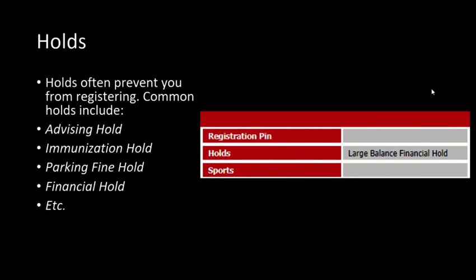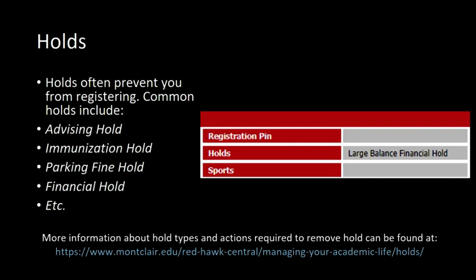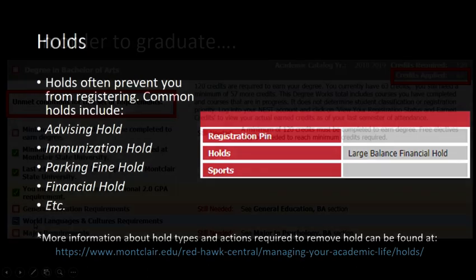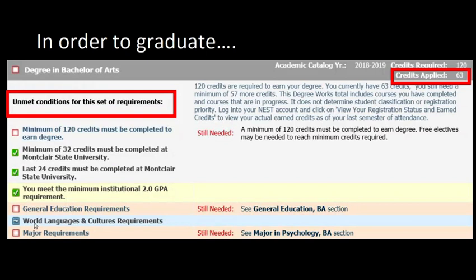Be sure to check your degree audit for holds a few weeks before registration opens. These holds will prevent you from registering on time and could end up costing you the schedule that you want if you wait too long. Common holds include advising holds, immunization holds, parking fines, etc. You can learn more about these types of holds and actions required by visiting the Red Hawk Central website listed here.